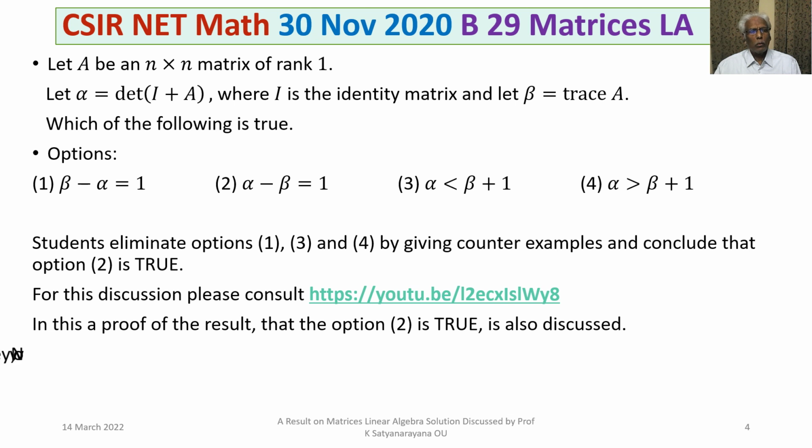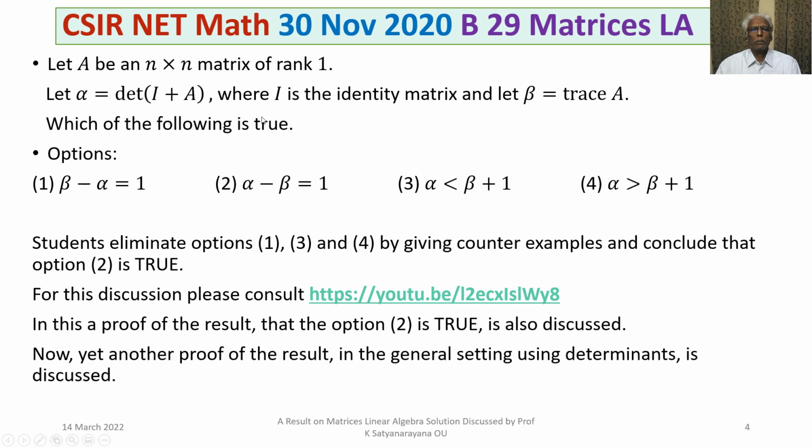Now I want to give another proof of the result, that is alpha minus beta is equal to 1, in the general setting using determinants. So that is the idea of making another video for this result. Let's now go to that result and discuss its solution.